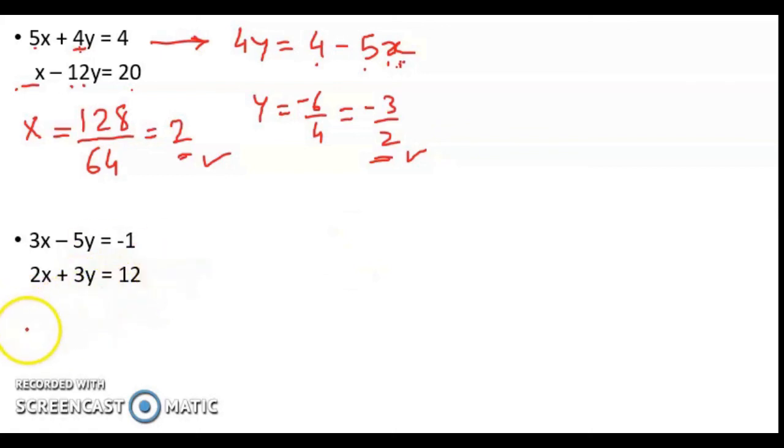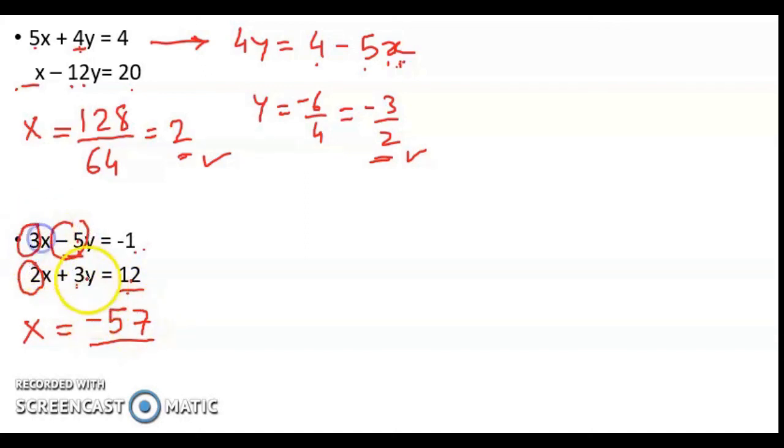Let's do the practice of the last question. Here we get x equal to this 12 multiplied with minus 5, that is minus 60, and this is 3 multiplied with minus 1, that is minus 3. So minus 60 minus minus 3, so minus minus plus 3. So minus 60 plus 3, that is minus 57, and divided by this 2 multiplied with minus 5, that is minus 10, and 3 multiplied with 3, that is 9. So minus 10 minus 9, so that will be minus 19. So you will get x equal to 3.